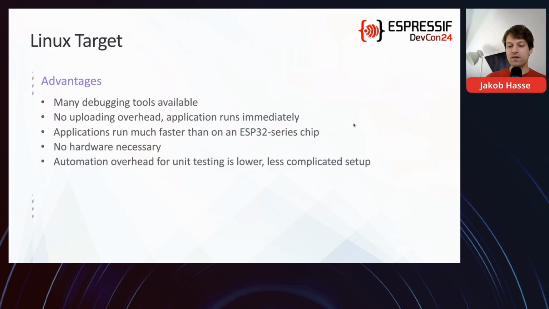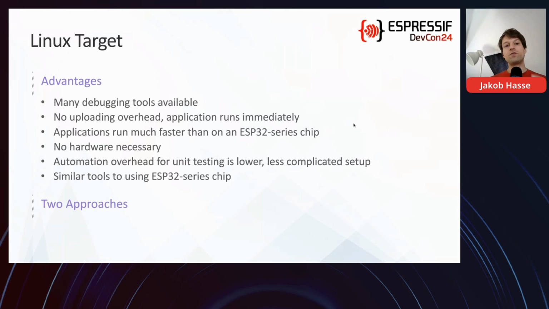One thing that I think is not to be underestimated is that the automation overhead in CI/CD systems and similar setups where you need automation is much more reduced compared to running code on an ESP32 series chip. The setup is way less complicated. You don't have any hardware or communication channels to hardware that may break, that may have issues and whatnot. We also try to keep the tools or the commands to run code on the Linux target fairly similar to ESP32 series chips, as you will see later.